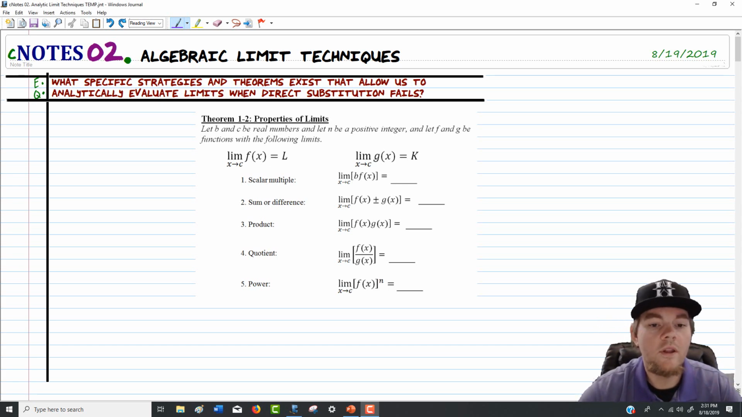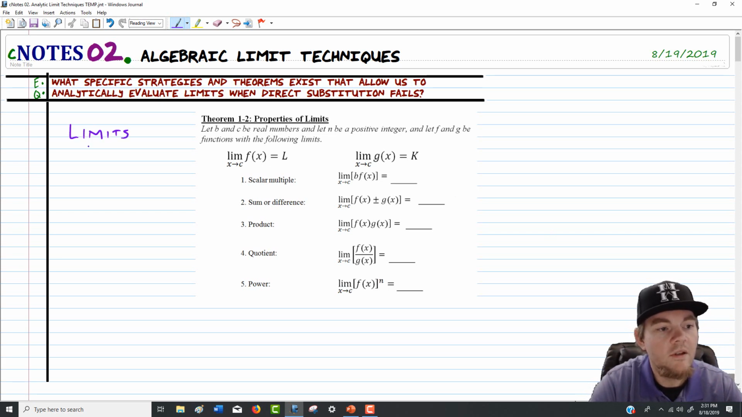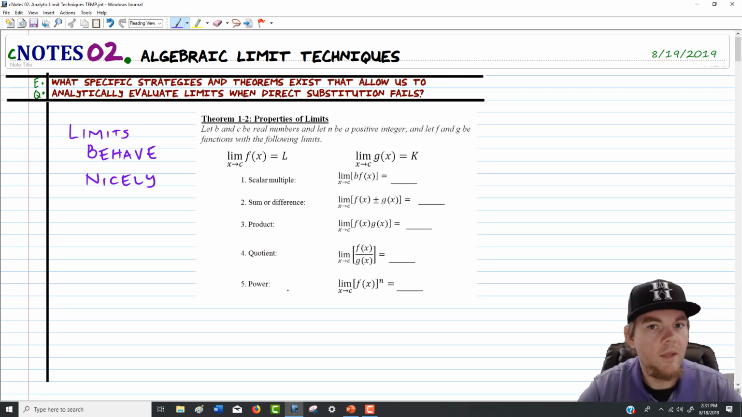Basically, the moral of the story that you're going to get here as we start things off is this: limits behave nicely. And to put it smoothly, limits behave in the way we would expect them to. Basically, if you multiply a function by some scalar like 5, you get 5 times the limit. If you add two limits together, you get the sum of the two limits.